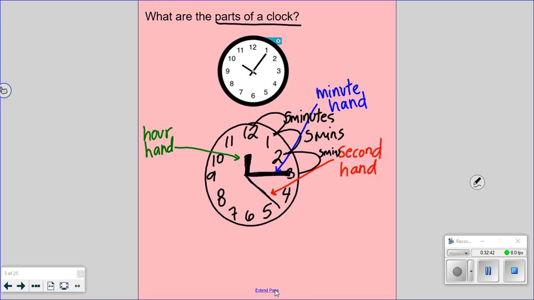Oh, not 90. 60. Archer? 60, because 60 minutes is worth an hour. So one loop around for the minute hand is worth an hour. One loop around for the second hand is worth a minute. And one loop around for the hour hand is 12 hours.